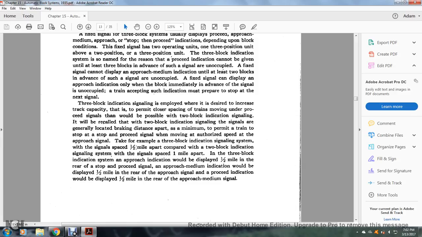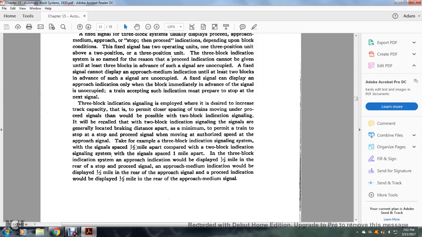The 3-block indication signal is employed where there is a desire to increase track capacity, permitting closer spacing of trains than would be possible with the 2-block indication signal system. With the 2-block indication signal, signals are generally located braking distance apart, with the minimum to permit the train to stop and proceed with movement at the authorized speed approaching the signal.